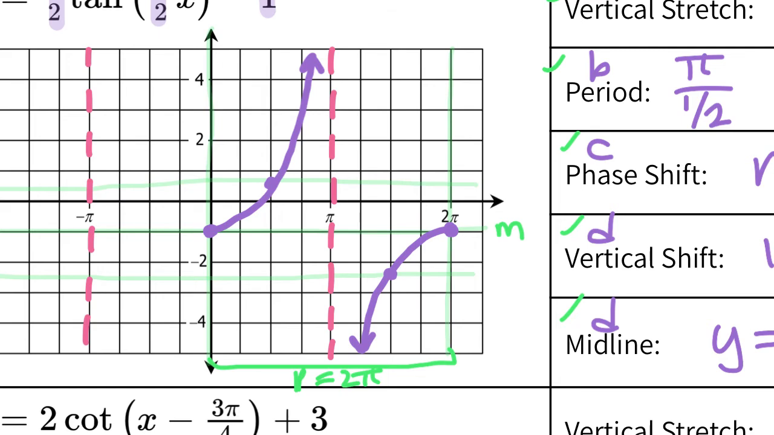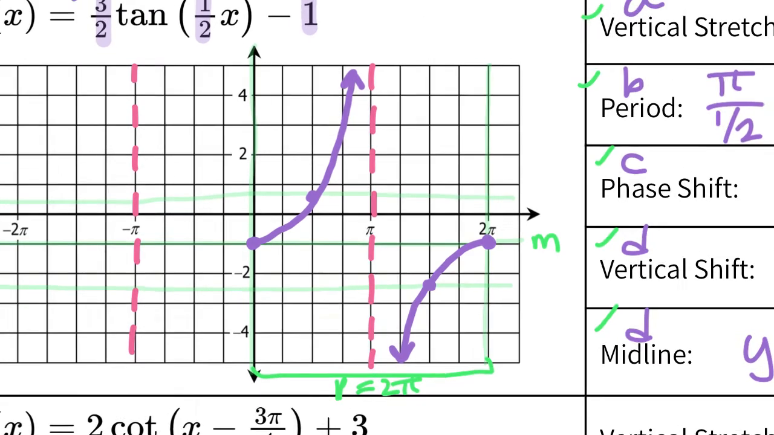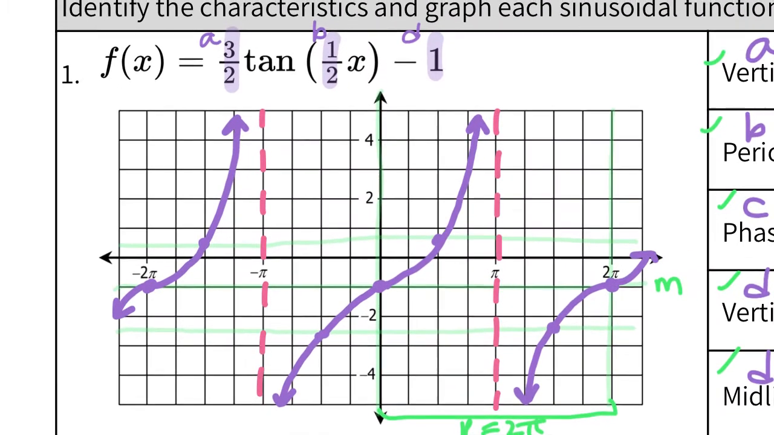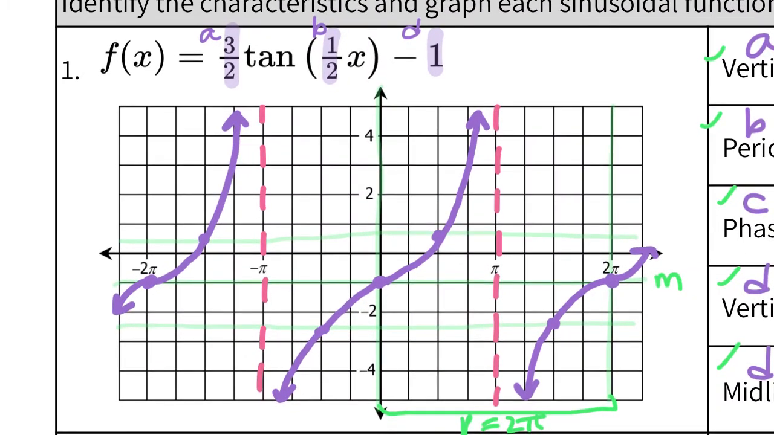Okay, so that is one complete cycle or one complete period of tangent, but we're going to keep repeating this pattern until we run out of space. So something like that. This would curve upwards, this would curve downwards. Okay, and that is the graph of our tangent function.